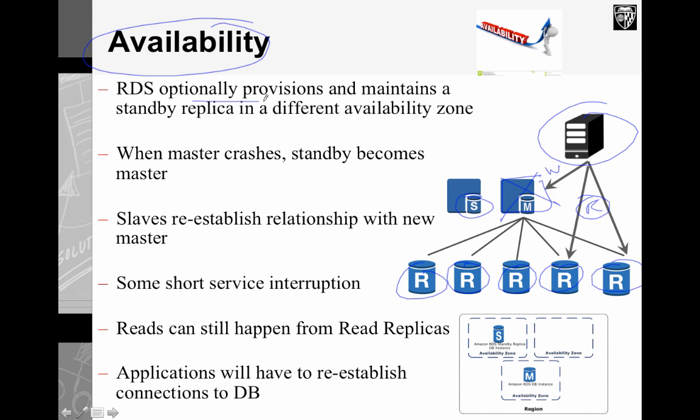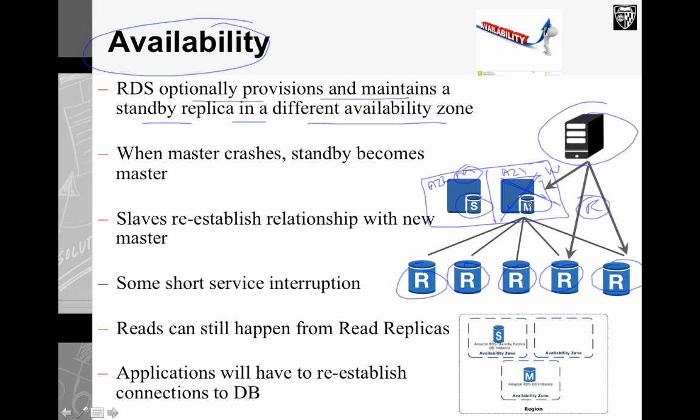So RDS optionally provides and maintains a standby replica in different availability zones in order for you to provide the availability. In this particular case, we have two database instances. This would be in availability zone 1, let's say, and this will be in availability zone 2. If the master crashes, the database instance in the second availability zone will be made into a master. The clients are referring to the database using the host name, and because the master basically takes the IP address, it basically takes on the IP address.